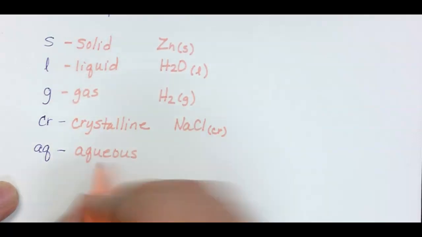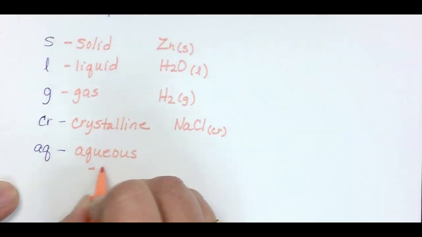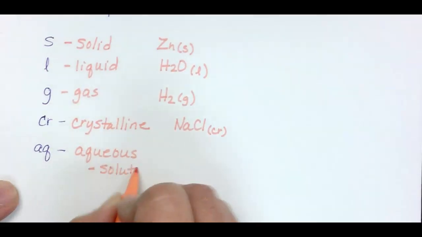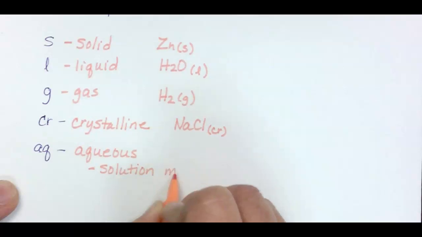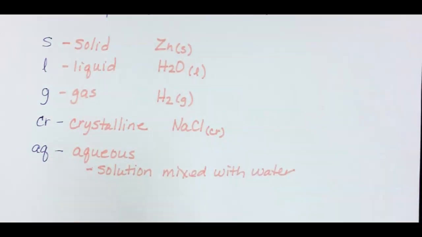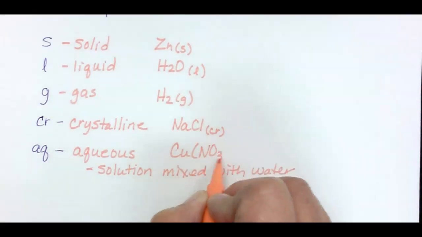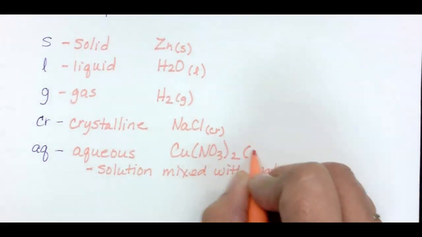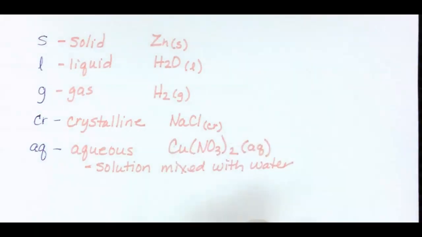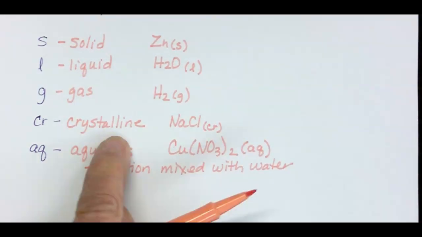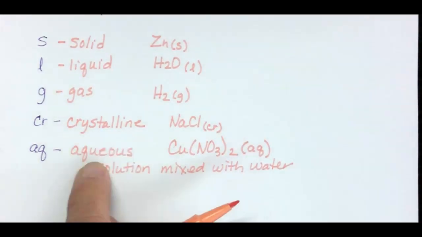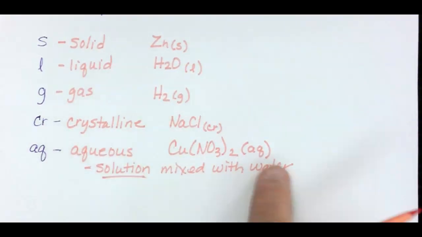And what that means is that it is a solution mixed with water, okay? So you might see something like copper nitrate, okay? And then it might have AQ here, which means that I took some copper nitrate crystals and I mixed them with water and made a solution, and it's aqueous, meaning that it contains water in it.